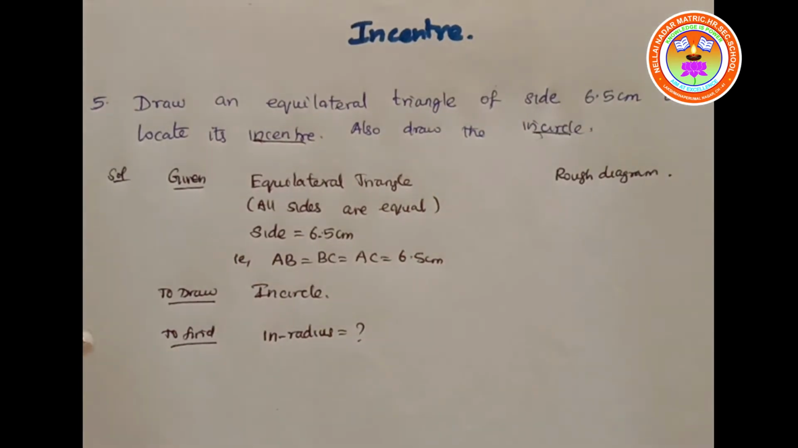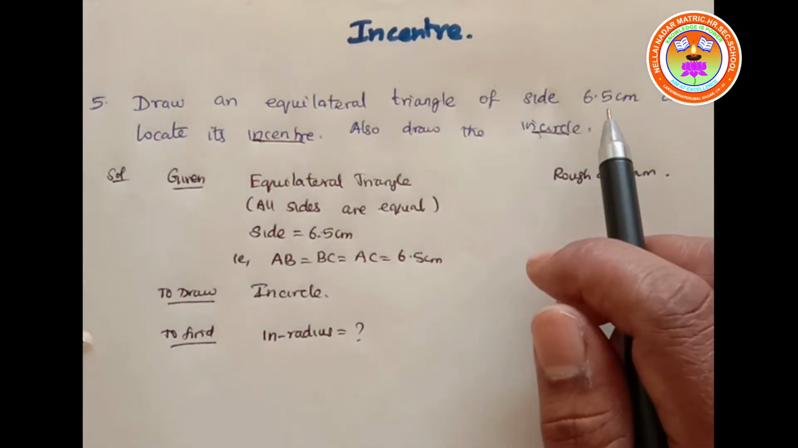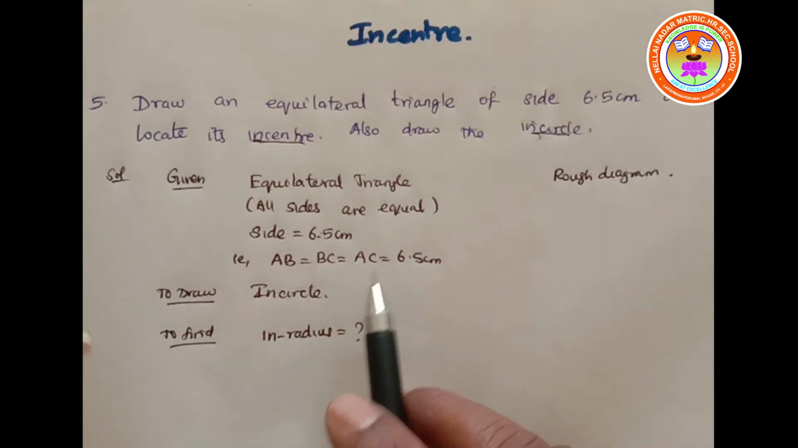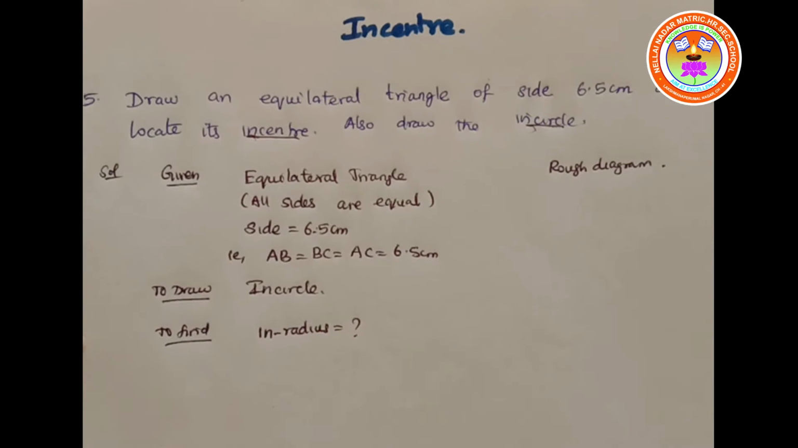What is given here? Equilateral triangle. The property of an equilateral triangle is all sides of a triangle are equal. There are three sides, and the three sides are equal. What is the given side? 6.5 centimeter. So I can say AB equal to BC equal to AC equal to 6.5 centimeter.